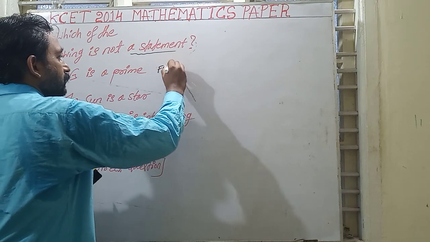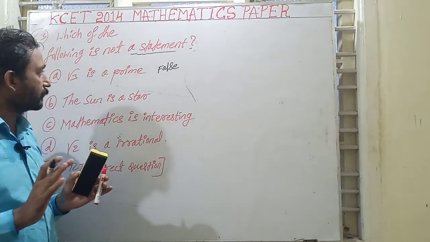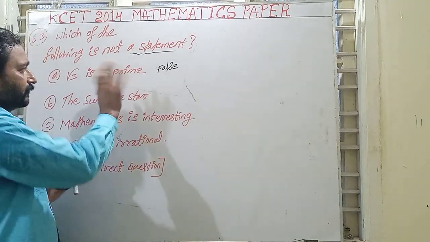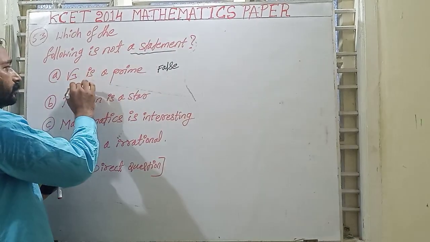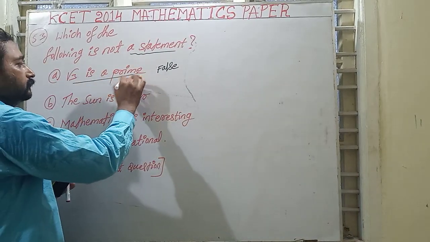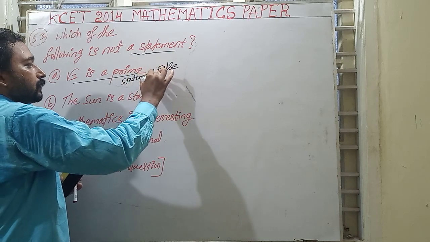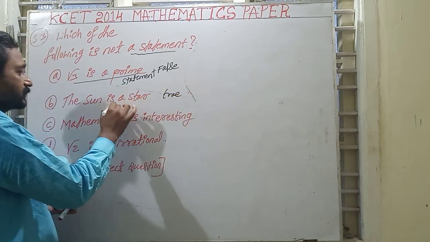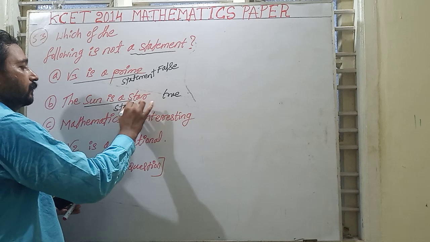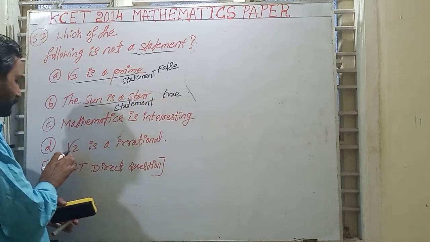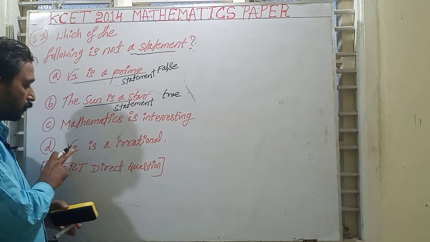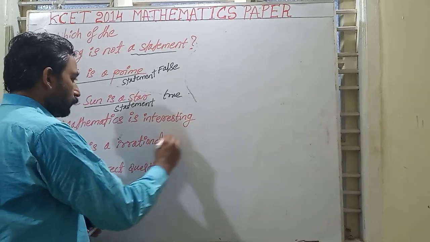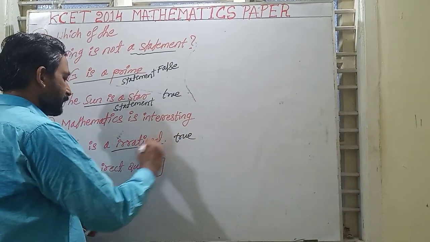False. You must determine whether it is true or false, but not both. So it is clearly false. Hence it is a statement. Okay, it is a statement. Next one, the sun is a star. True. So it is also a statement. Before going to C, we take the last one. Root 2 is an irrational. Yes, correct. Root 2 is irrational. True. So hence it is a statement.